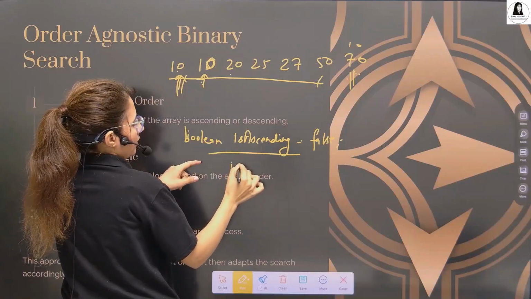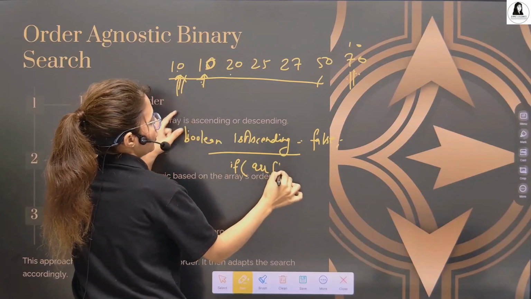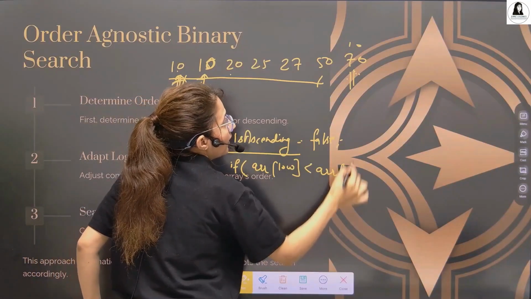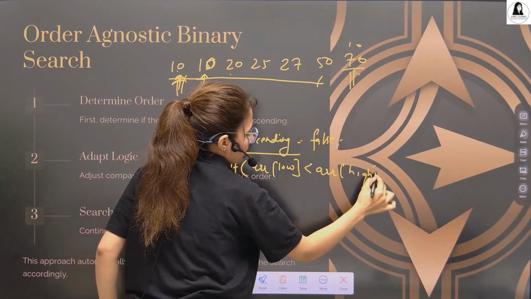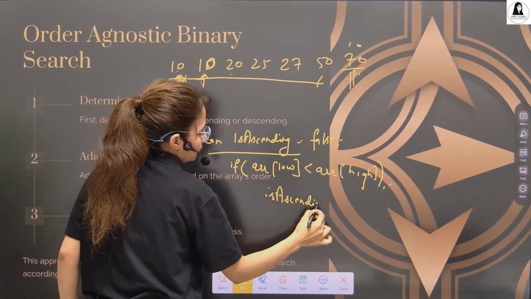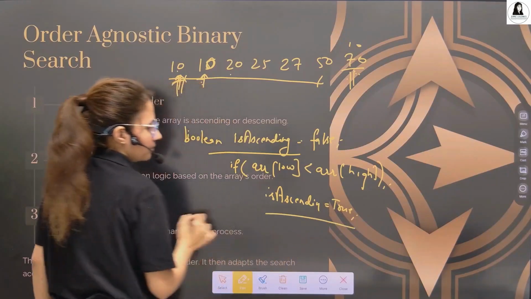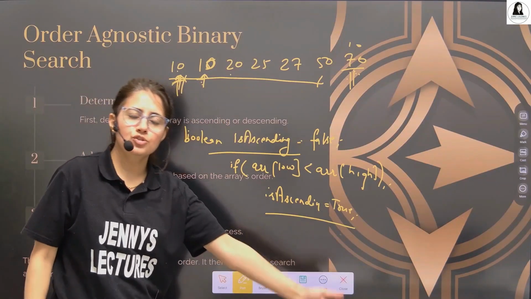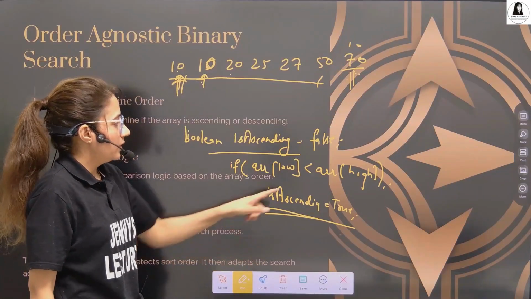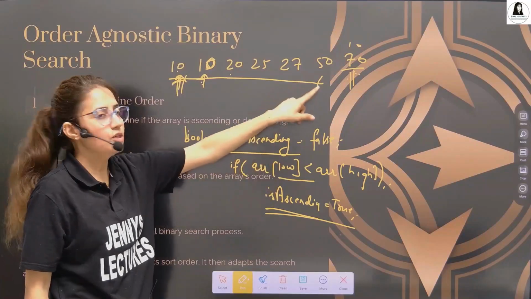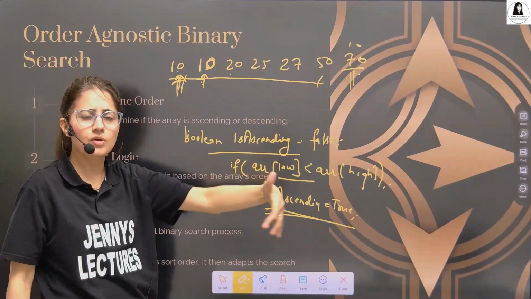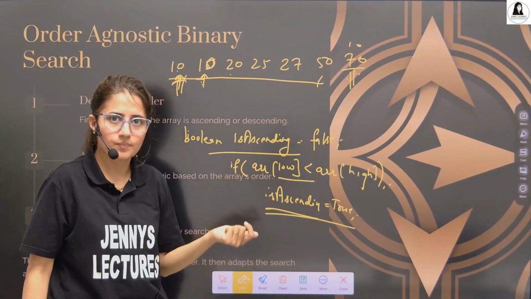And now you check. If arr[low] is less than arr[high], then we can set isAscending equal to true. Simple. And while applying those conditions, you check if isAscending is true, apply that case. If it's less than, then it's ascending. If it's equal to or greater than this element, then it will lie on the second case, that is descending order.